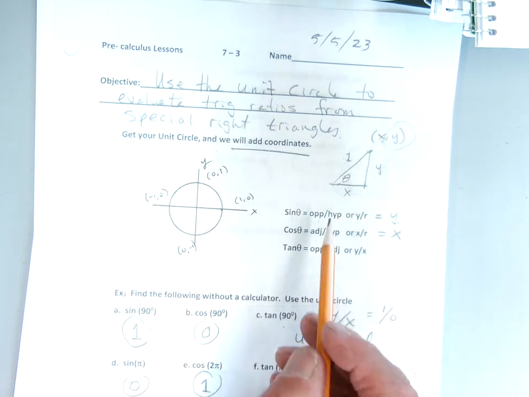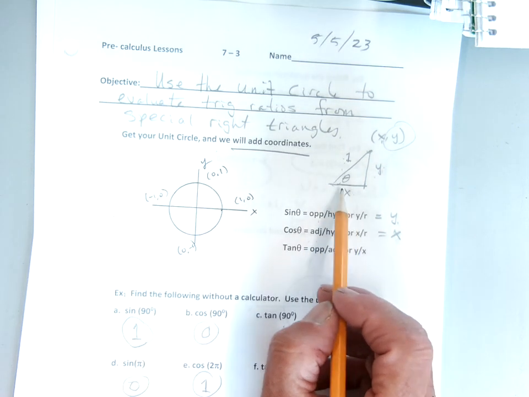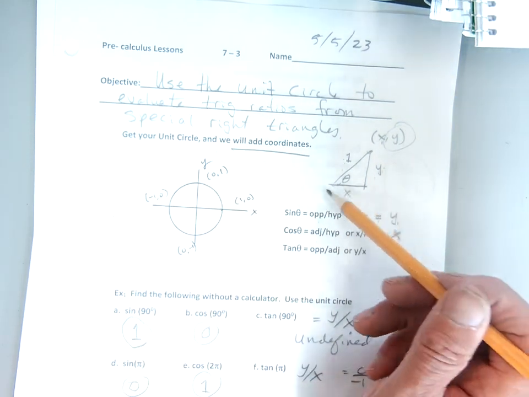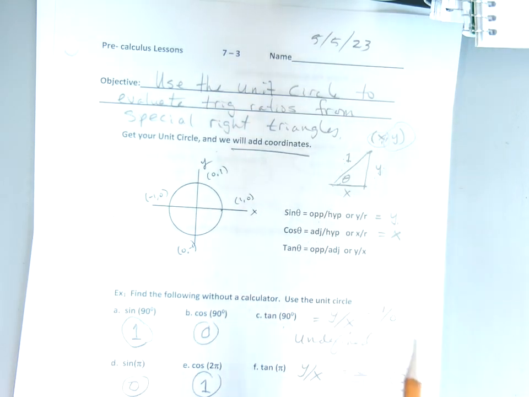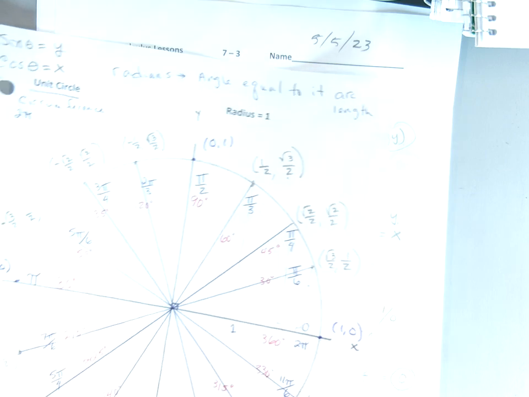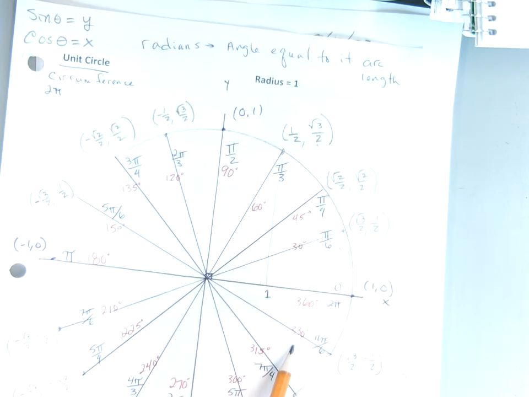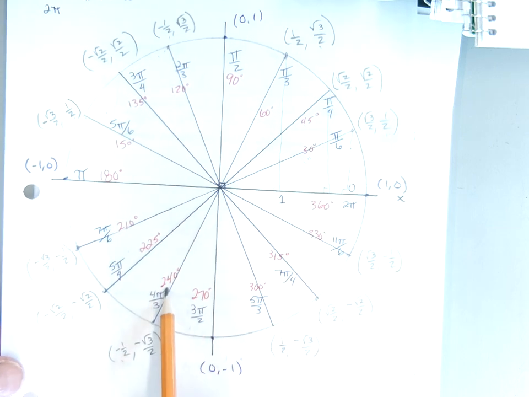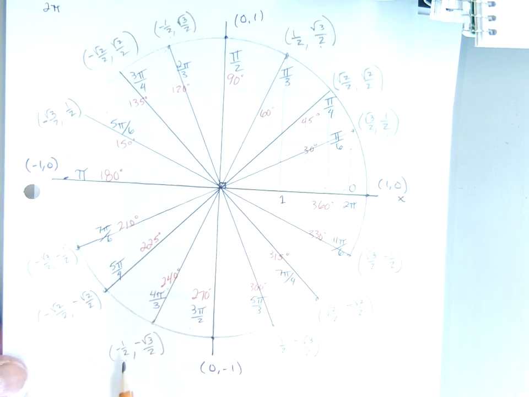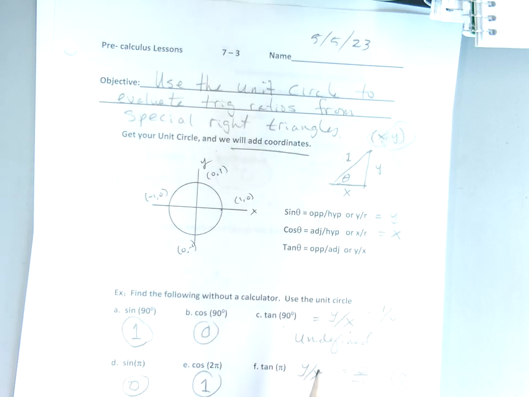Same thing with cosine. Cosine is the adjacent over the hypotenuse, which is the x value over 1, which is just the x value of my unit circle. So I could say, what's the cosine of 330 degrees? It is square root of 3 over 2. What's the cosine of 240 degrees? It's the x value, which is -1/2. So we can do all of these from the unit circle.